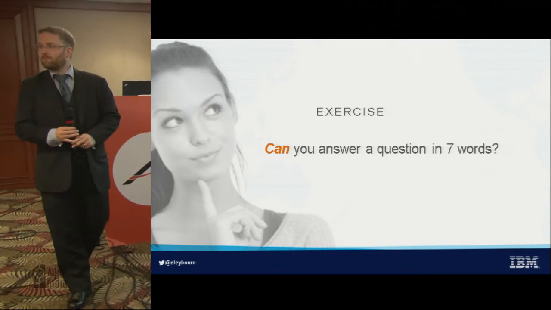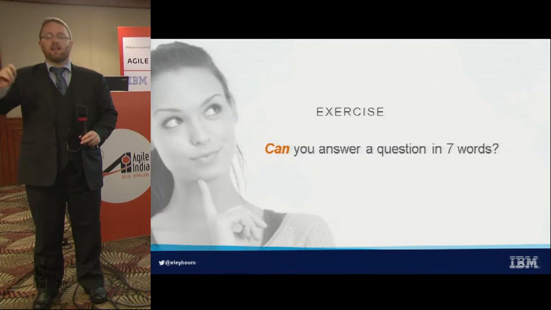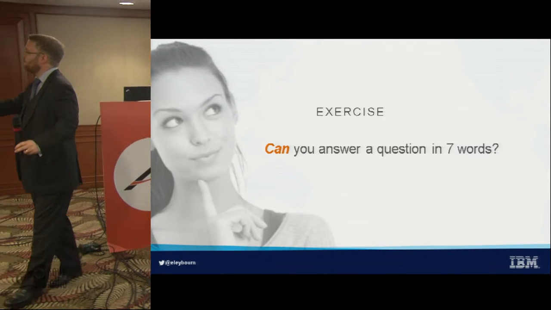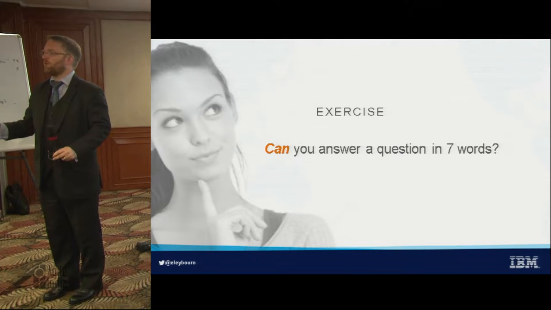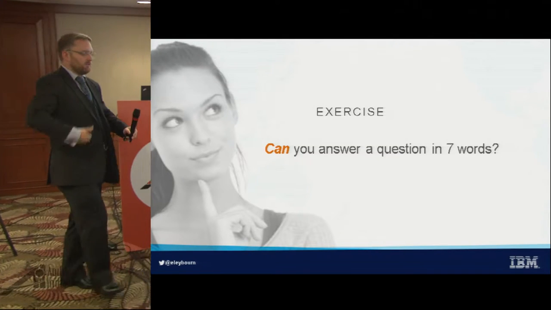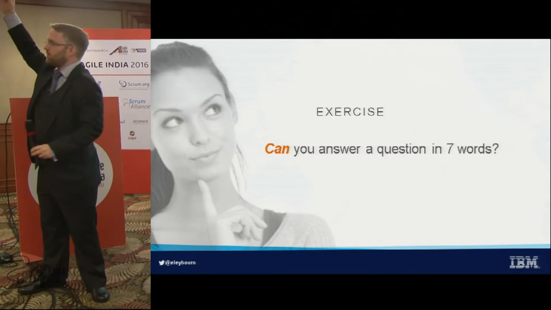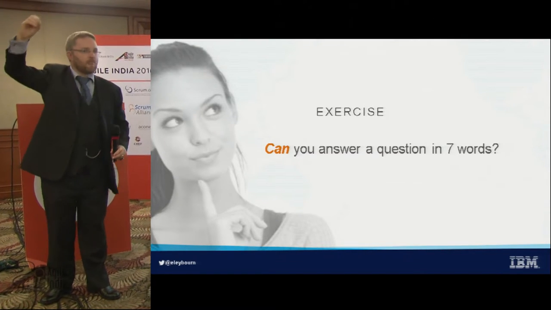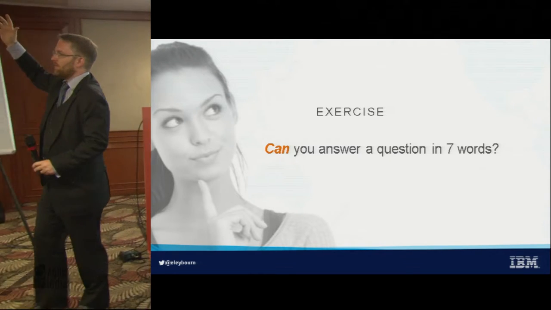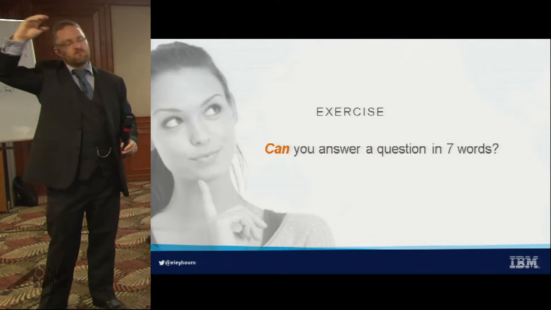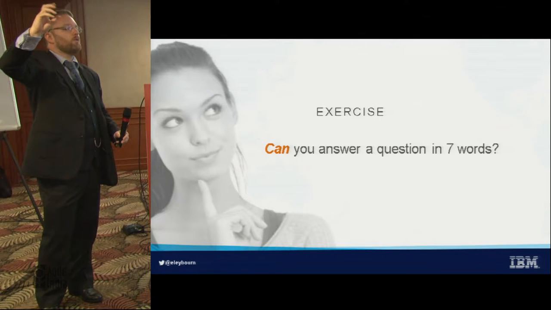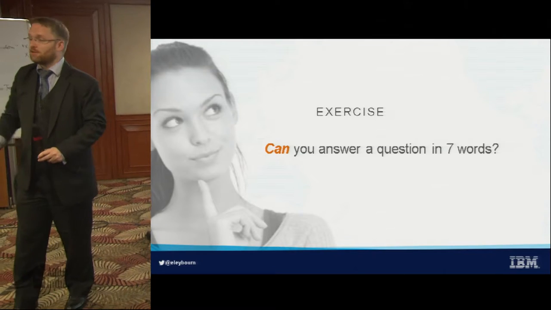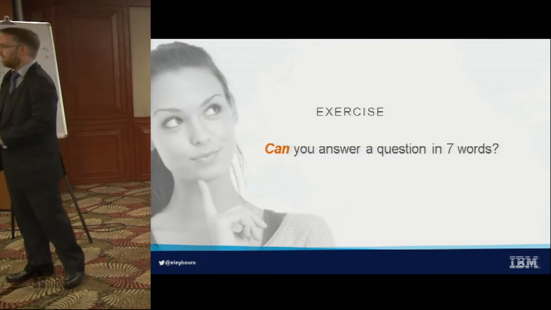All right. Before we go further, I'm going to teach you a little tactic to get a room under control. Don't talk, okay? All you're doing is adding to the noise. If you see me put my hand up, I want you to stop talking and put your hand up. If you see anybody with their hand up, stop talking, put your hand up. Within 10 to 15 seconds, the room should be quiet, right? So that's how we're going to get control. It's a tactic for you to take back. So, can you answer a question in 7 words?